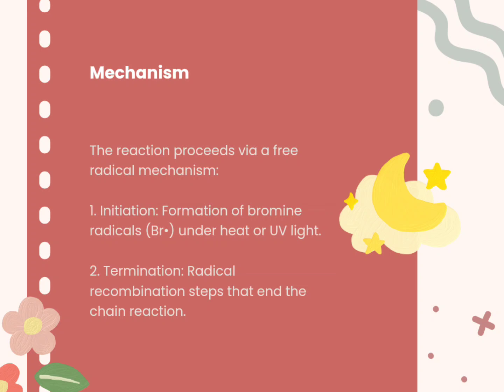A bromine radical abstracts an allylic hydrogen, generating an allylic radical, which is stabilized by resonance. The allylic radical then reacts with another bromine molecule to form the brominated product and regenerate the bromine radical. Next is termination. Radical recombination steps that end the chain reaction.